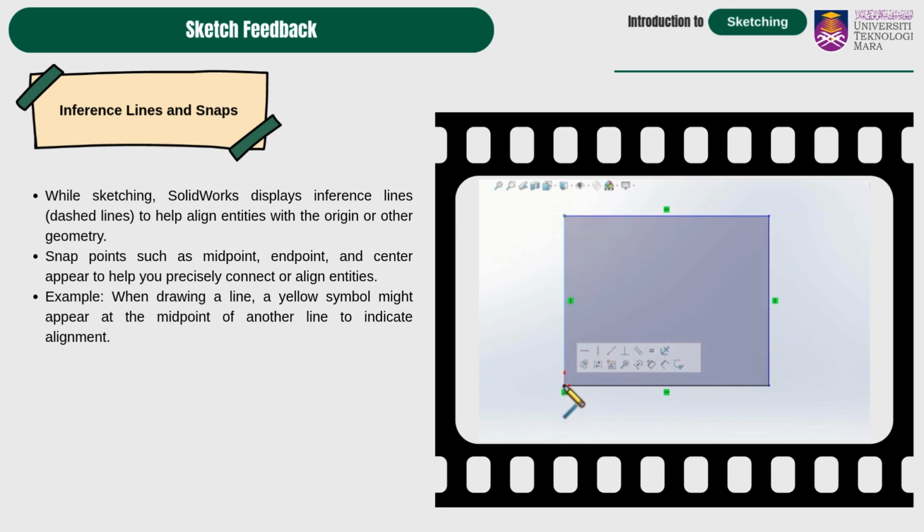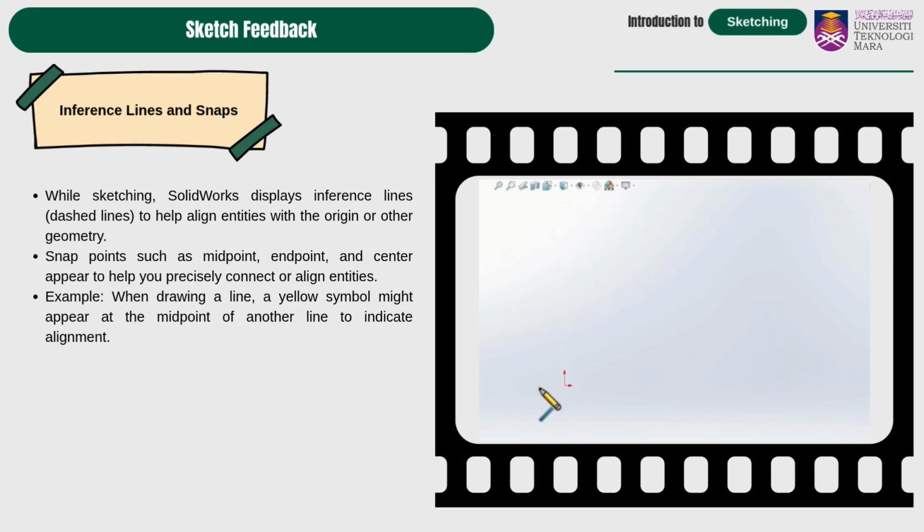For example, if you're drawing a new line and hover over the midpoint of another line, you might see a small yellow triangle. This tells you that you're exactly at the midpoint, so when you click, you know your sketch will be perfectly aligned. These real-time cues are a huge help for accuracy and efficiency. They reduce the need to constantly zoom in and check because SolidWorks is already giving you precise alignment feedback as you work.